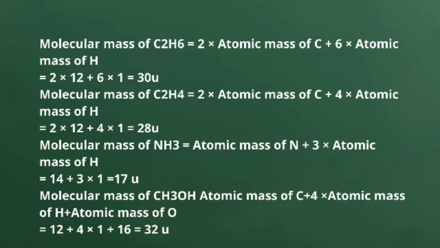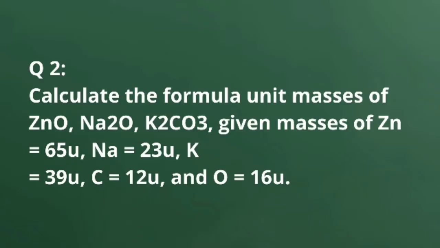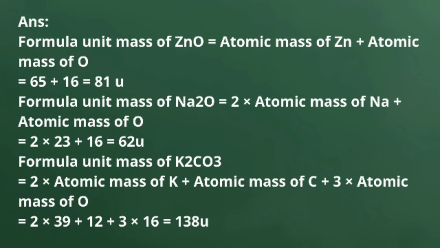Next, question number 2. Calculate the formula unit masses of ZnO, Na2O, K2CO3, given mass of zinc is equal to 65U, sodium is equal to 23U, and potassium is equal to 39U, and carbon equal to 12U, and oxygen equal to 16U. So friends, formula unit mass of zinc oxide is equal to atomic mass of zinc plus atomic mass of oxygen. So finally 65 plus 16 is equal to 81U. The formula unit mass of zinc oxide is equal to 81U.